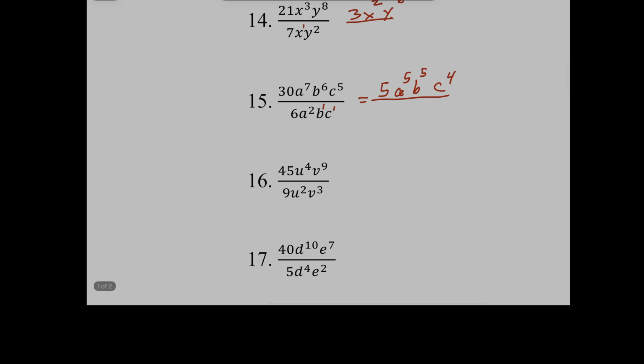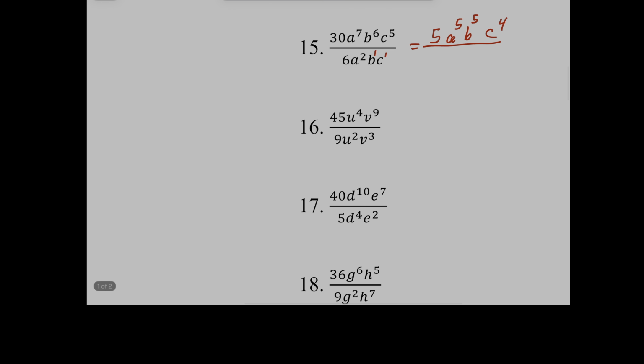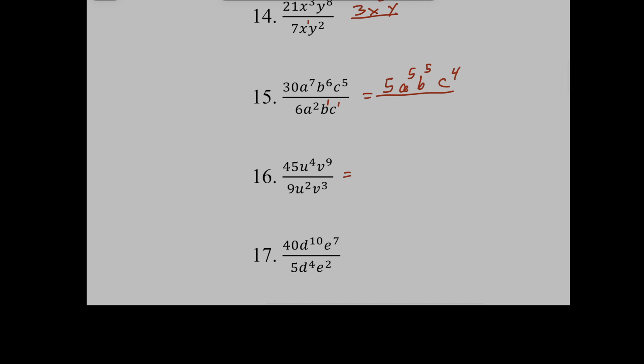Okay, we've got to get some more on the bottoms here. Wow, oh, there's one. Okay, it takes a little bit of a while to get there. Here we go, 45 divided by 9. What is that? That's just a 5. My u's, I have more on top, so I subtract, keep them on top. My v's, I have more on top, so I subtract them, and I keep them on top.